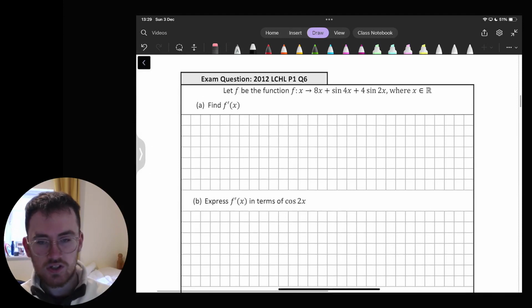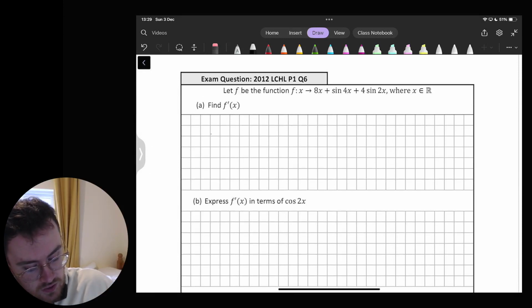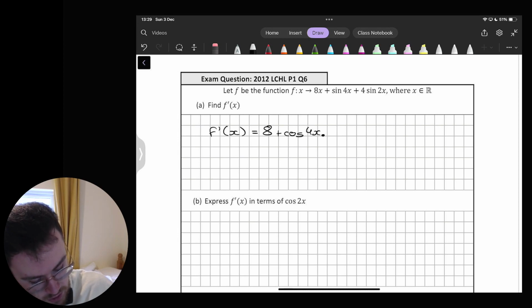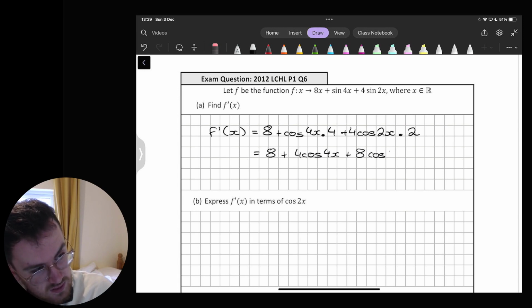Looking then at the last function, this is going to use a little bit of trigonometry and trig identities. So first of all, finding the derivative of this function. The 8x goes to 8, the sine 4x goes to cos 4x, and we have to multiply by the 4. And the 4 sine x then is going to go to 4 cos 2x, and again multiply by 2, so I get 8 plus 4 cos 4x plus 8 cos 2x.